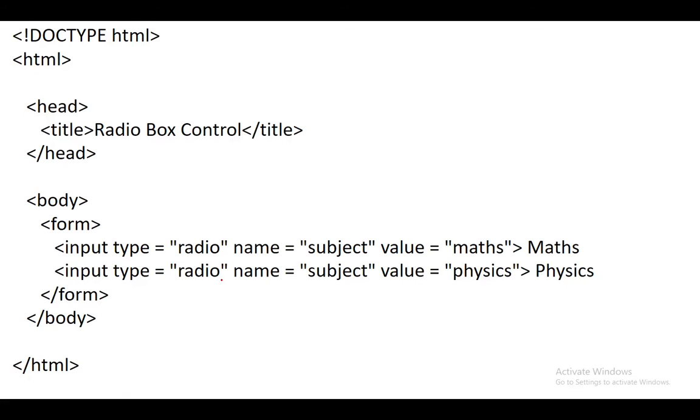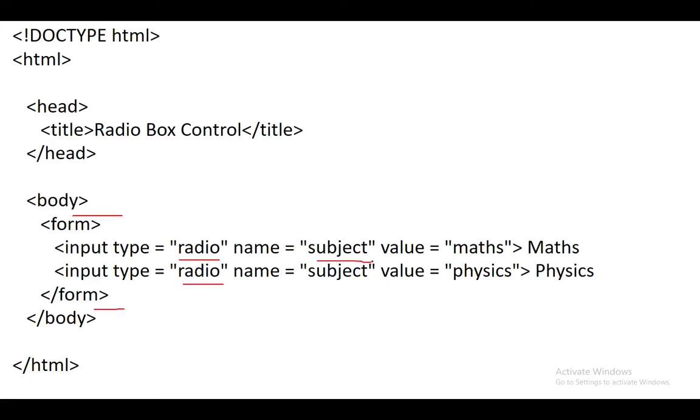So this is the code right here, starting from the opening tag of the form and the closing tag of the form. Now we see we have the same input, and we have type. In the type we have radio. Then the name, we have subject.